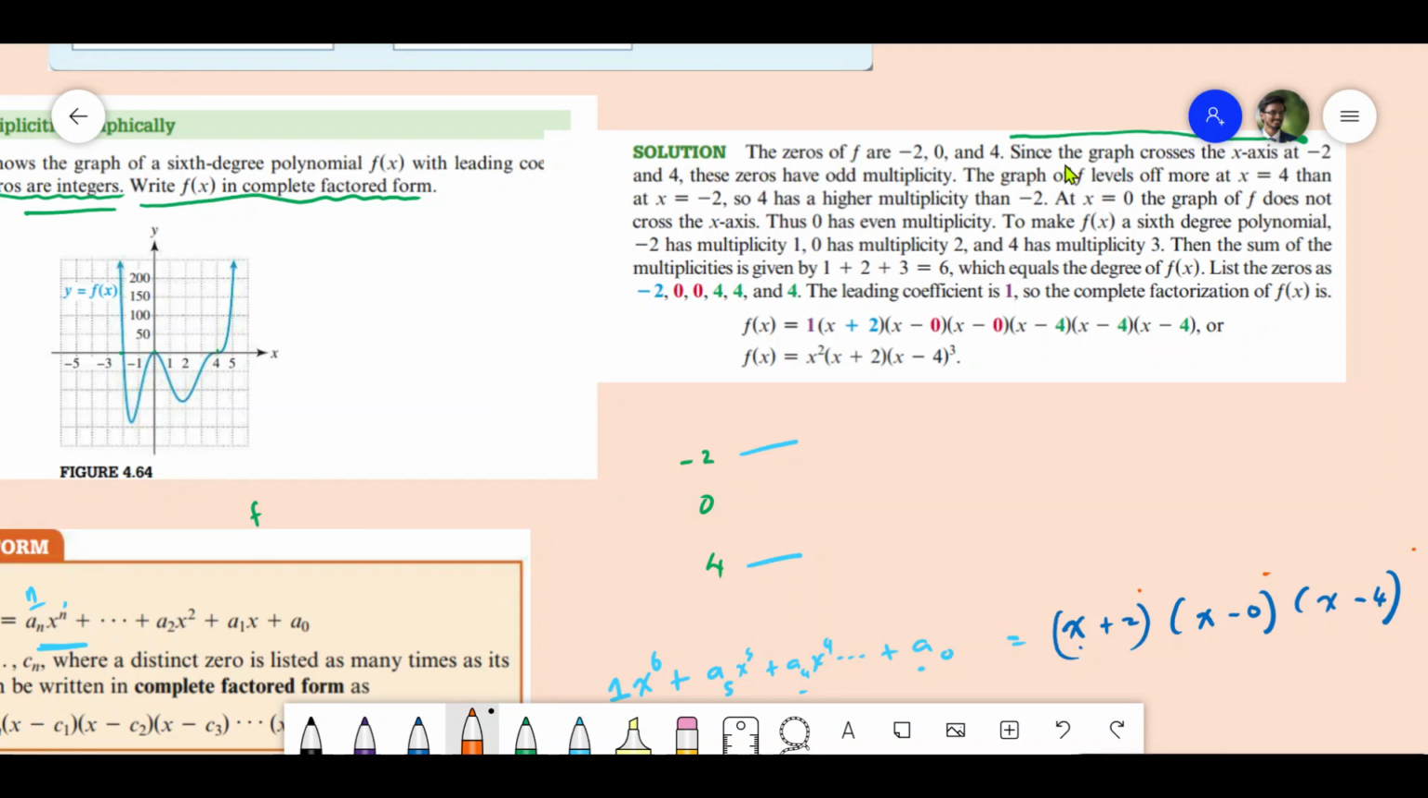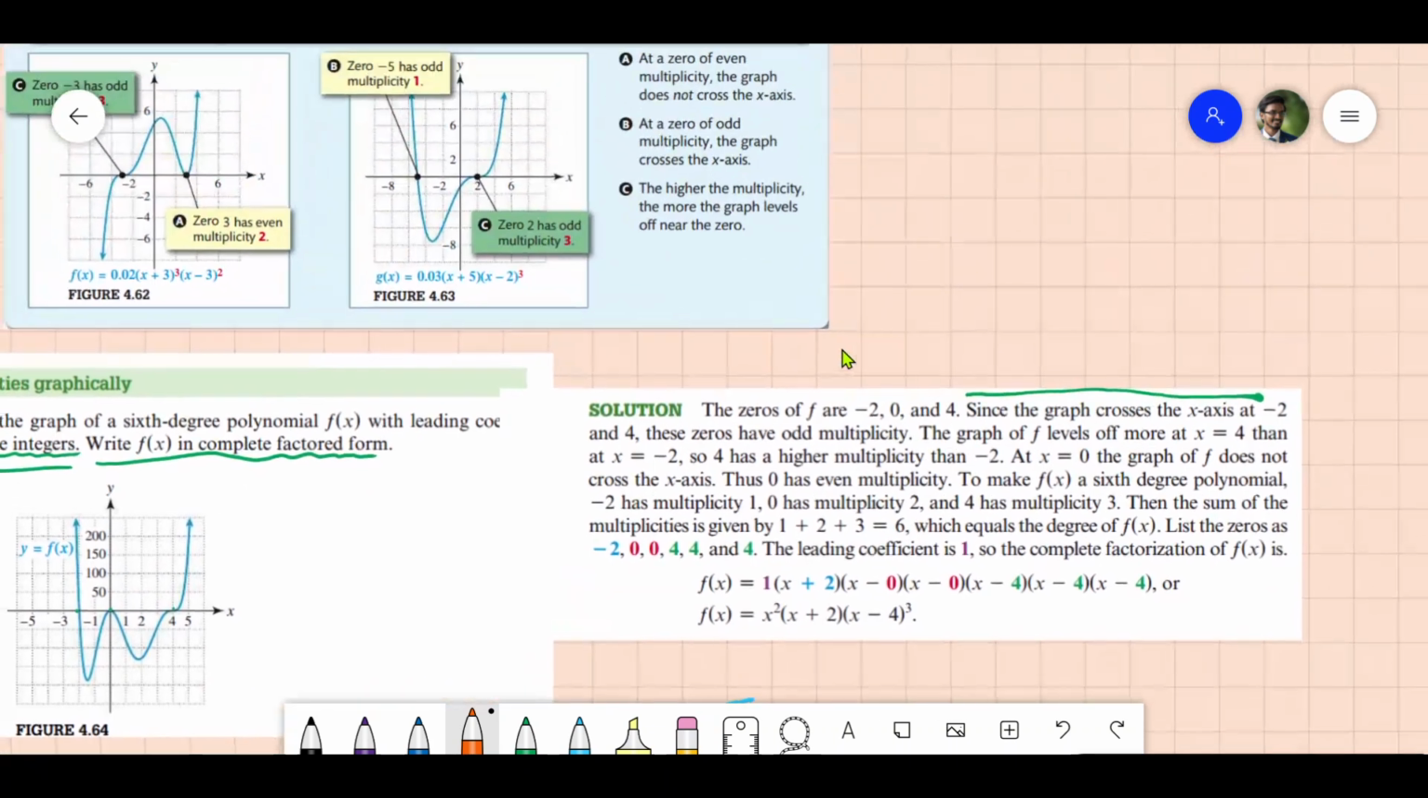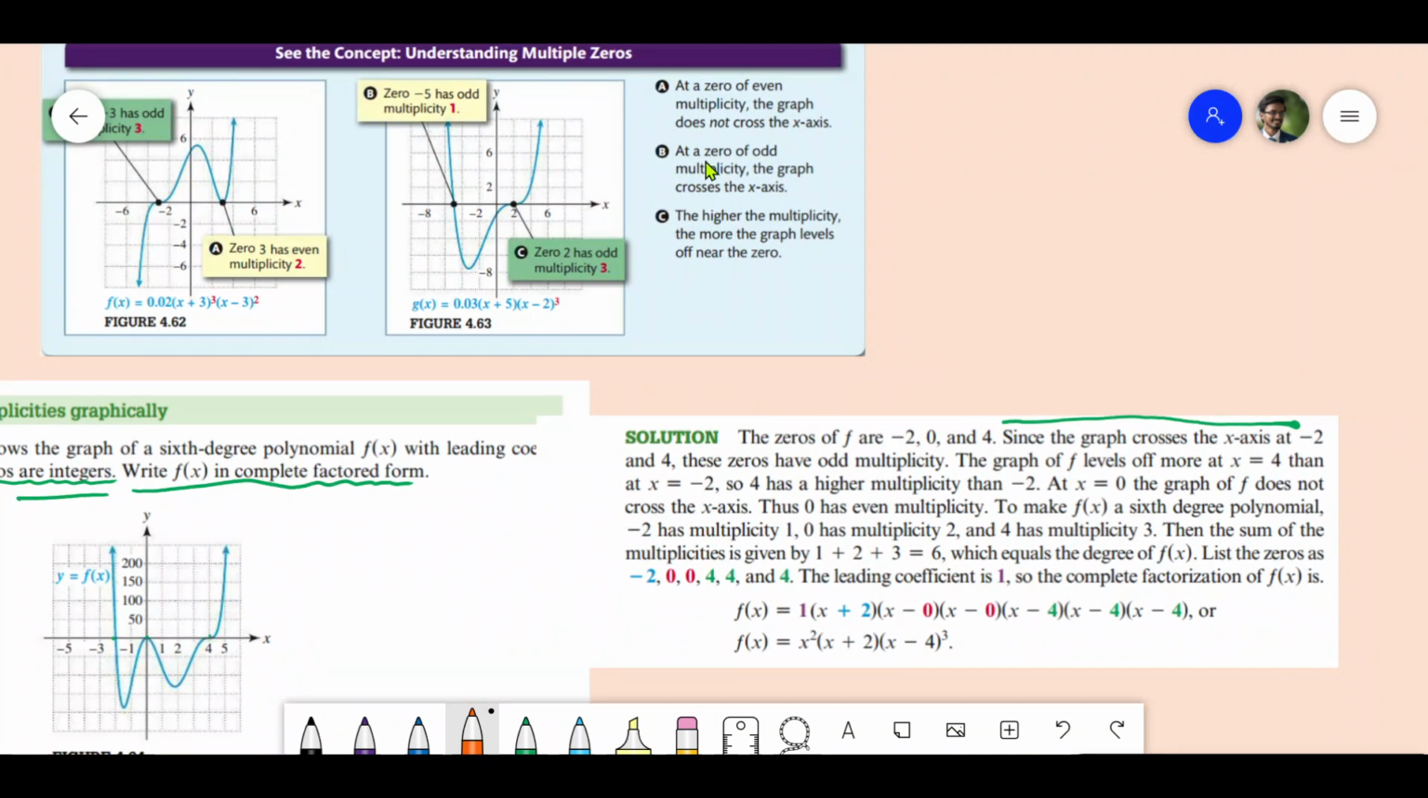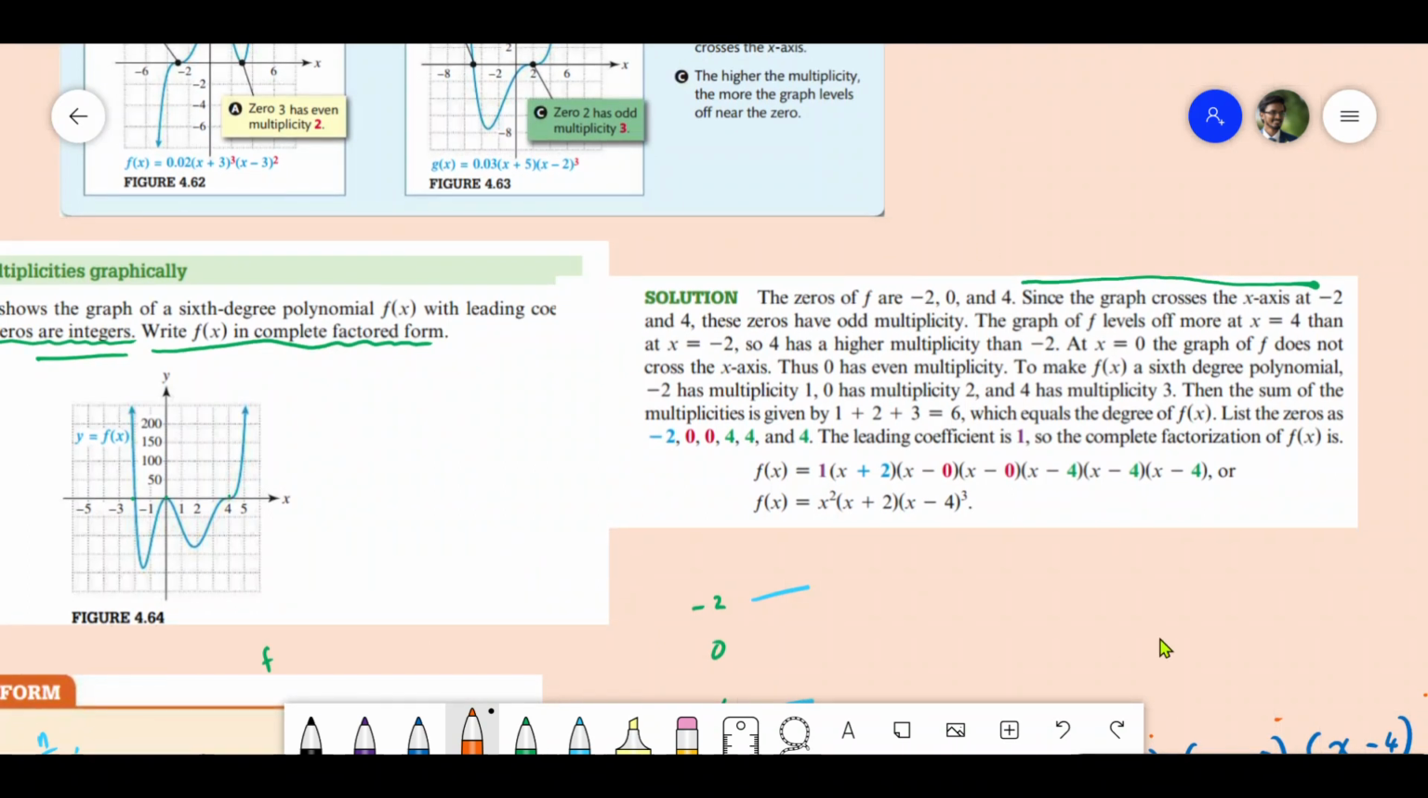Now we can see that the graph crosses the x-axis at -2 as well as at 4. And remember, if it crosses the x-axis, the multiplicity should be odd. Okay, if the graph crosses the x-axis, then the multiplicity should be an odd multiplicity. And keep in mind, 1 is also an odd number.